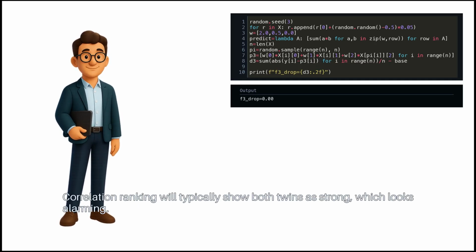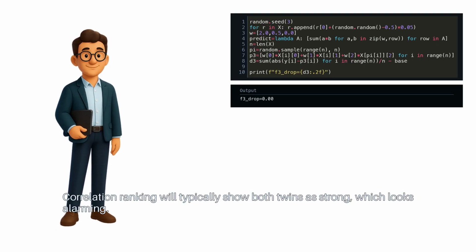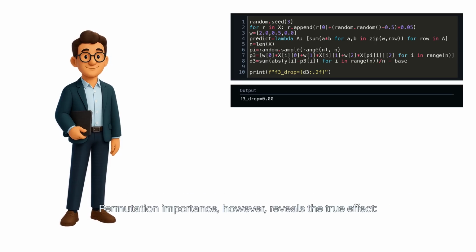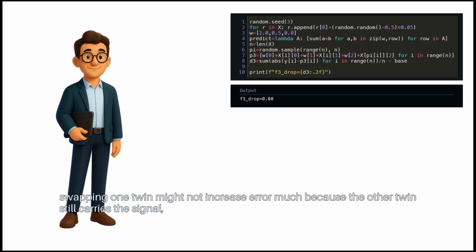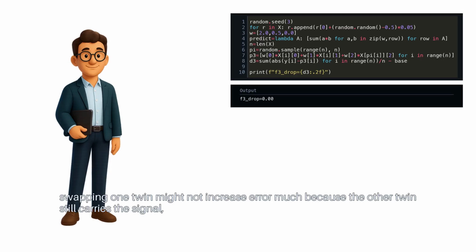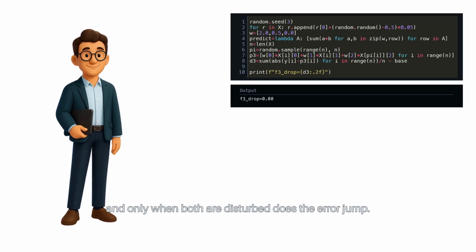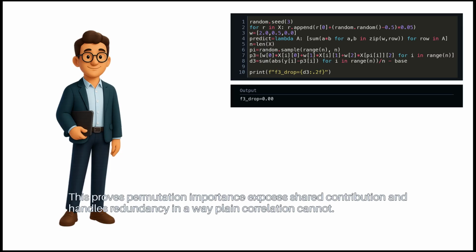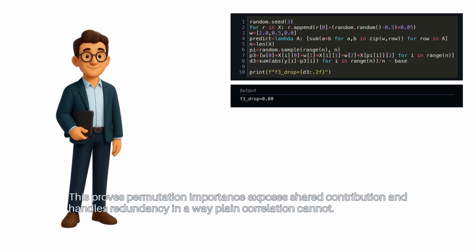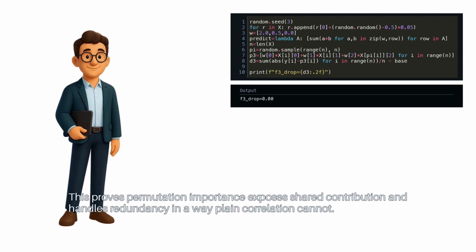Correlation ranking will typically show both twins as strong, which looks alarming. Permutation importance, however, reveals the true effect. Swapping one twin might not increase error much, because the other twin still carries the signal. And only when both are disturbed does the error jump. This proves permutation importance exposes shared contribution, and handles redundancy in a way plain correlation cannot.